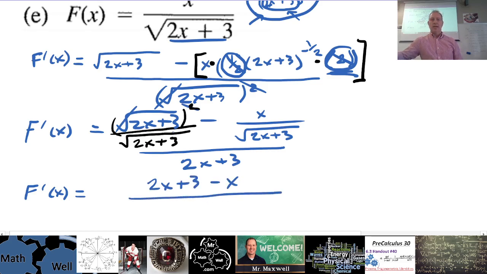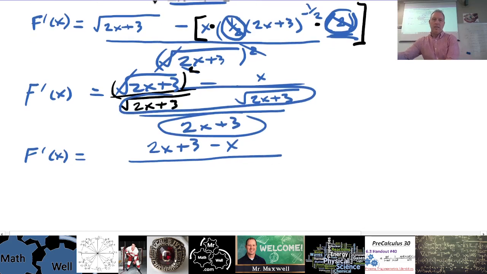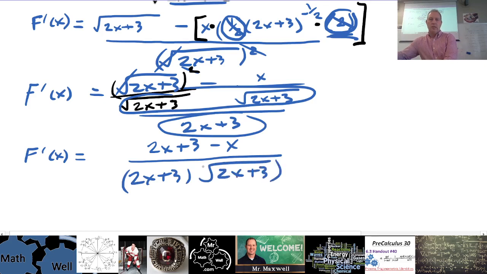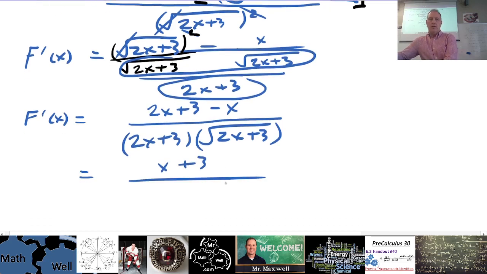And because I've got a common denominator here, and I'm also dividing by this as well, I can actually put this 2x plus 3 and the root 2x plus 3 on the bottom together. And this is going to be x plus 3 over, now you guys are going to probably hate me here, but we should simplify this. Why should we simplify this? Because this is the same base, and we're multiplying together. This is to the exponent 1, this is to the exponent 1/2.